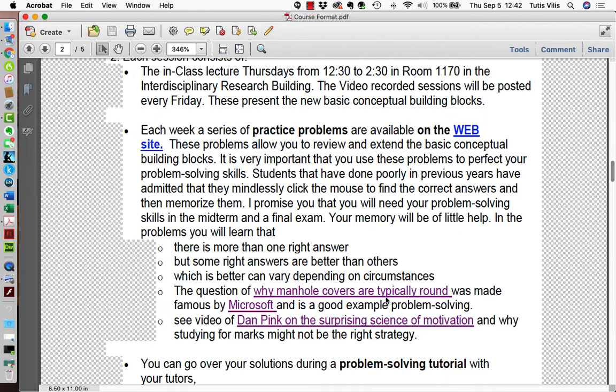Any other reasons why they're round? Yes. If they were square, one of the corners could theoretically break off. Yeah, that's true. Round is the strongest shape you can make. It's also the shape that you need the least material for. Any other suggestions?